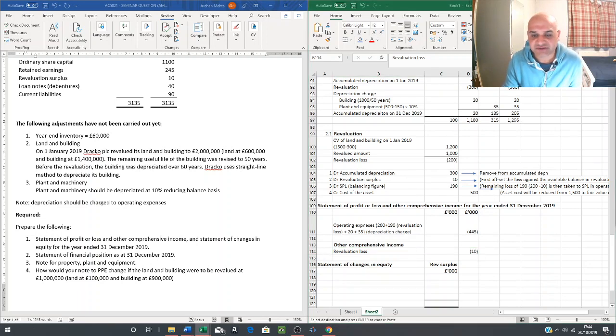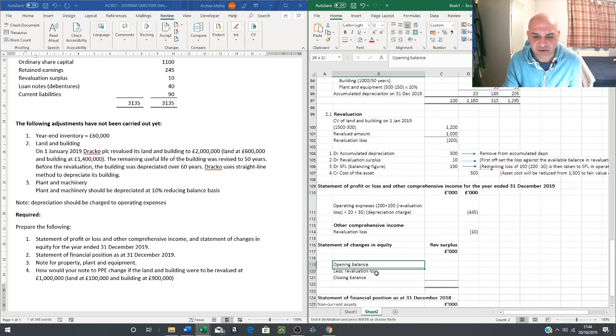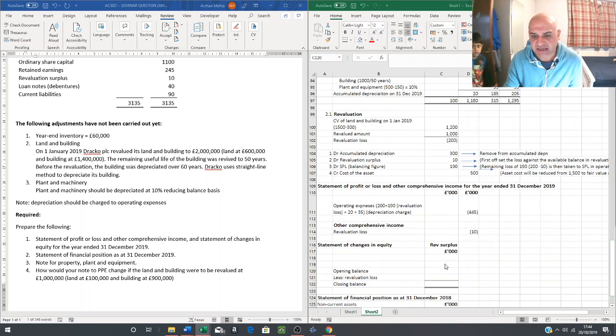Okay, statement of changes in equity. Statement of changes in equity should have opening balance, revaluation loss, and closing balance, because we are just preparing that column. Okay, you don't have to prepare the ordinary share capital and the other columns. So let's record that here. Opening balance is 10. Change is 10, and therefore closing balance is 0. We are using up everything.